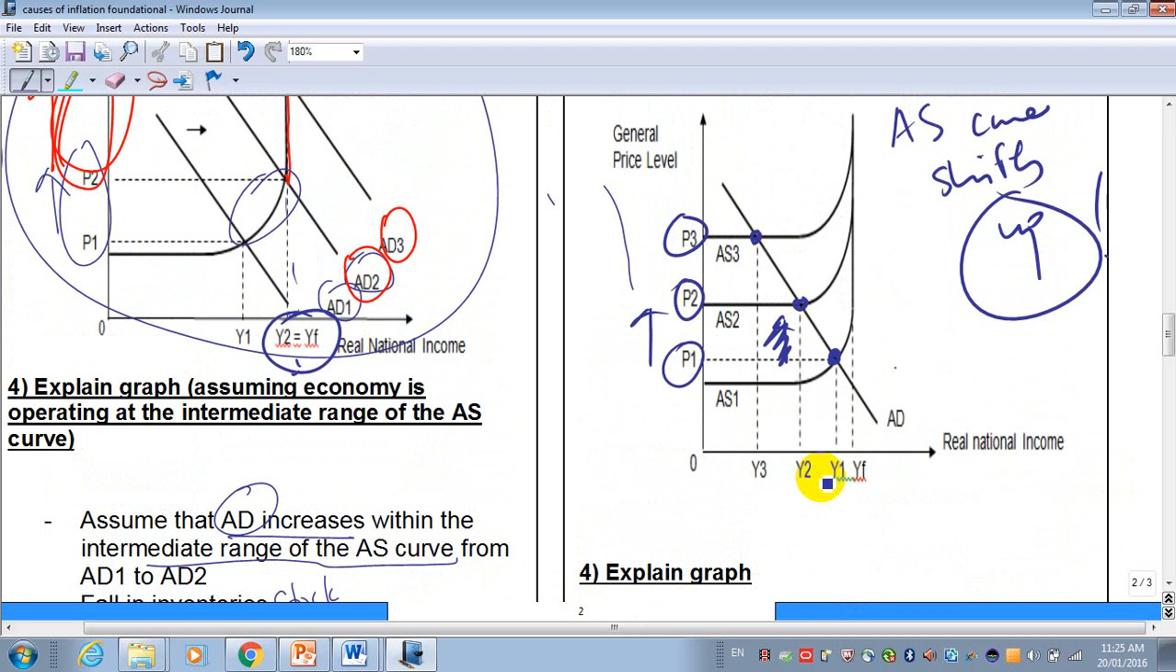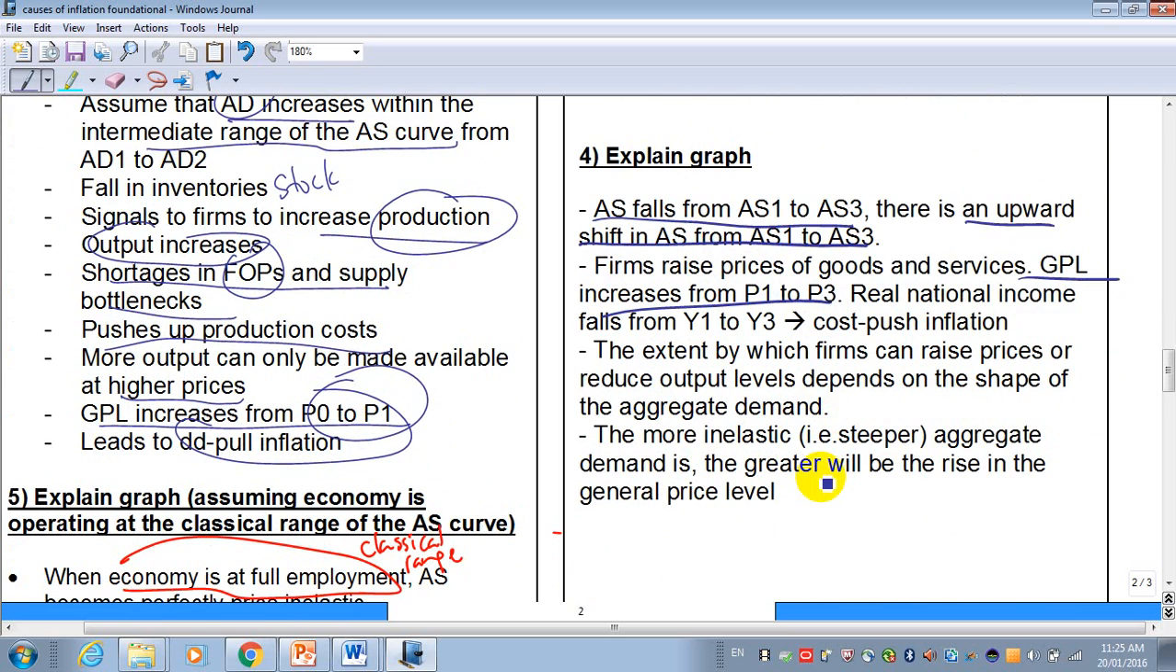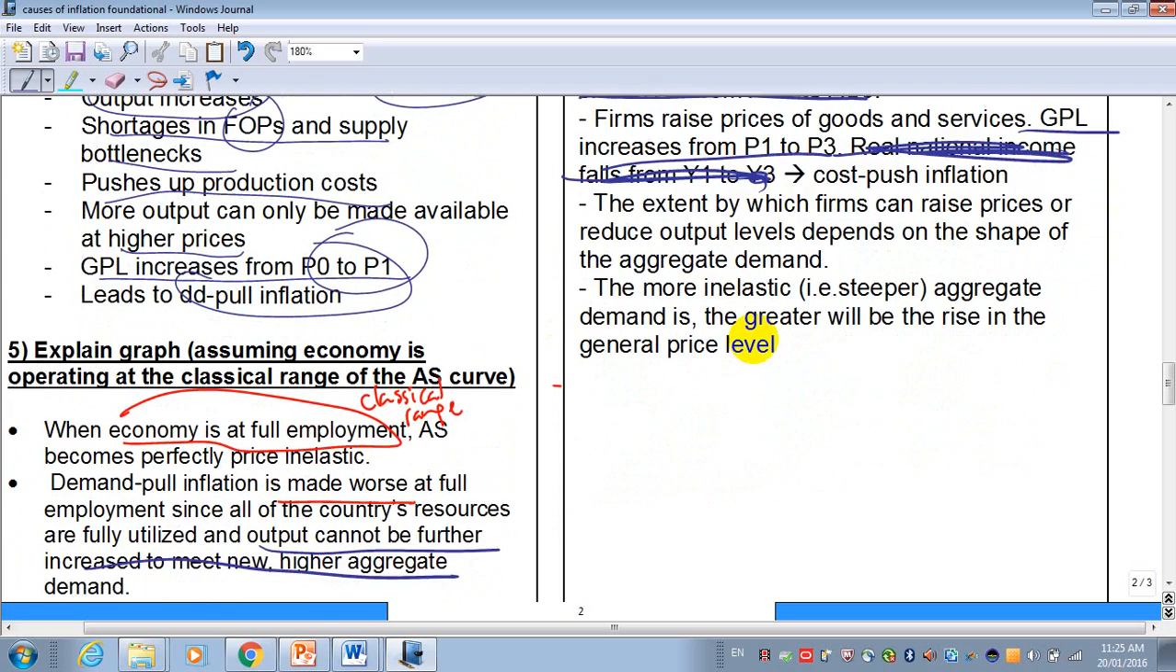Please copy this graph down in the notes. Okay, when you write down the notes, I want to see the AD graph and the AS graph. It is absolutely essential that you have your ADAS analysis. All right? Okay, don't copy this part on the real national income. Just say that GPL increases and therefore there is cost push inflation. All right? I'm not going to elaborate on the rest because this is not the key. The key is that part. All right? The parts which are underlined.